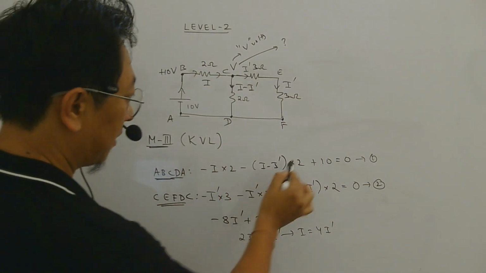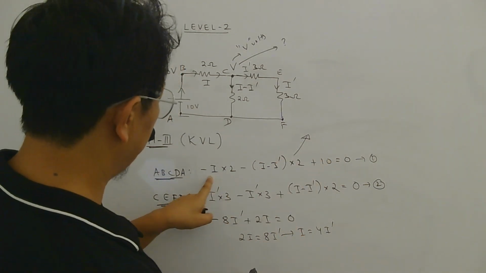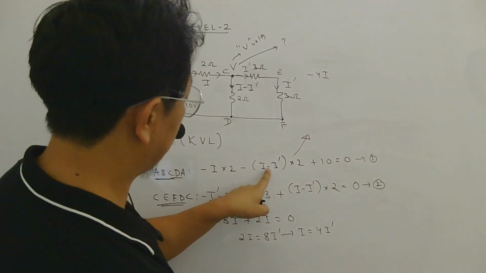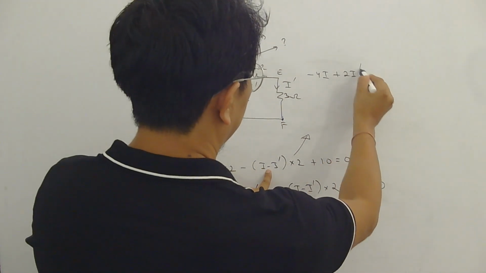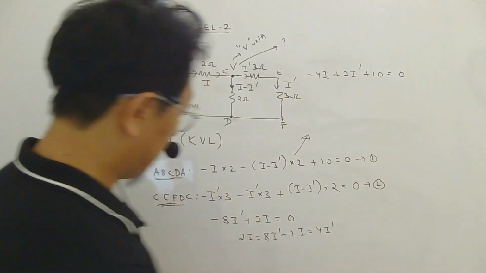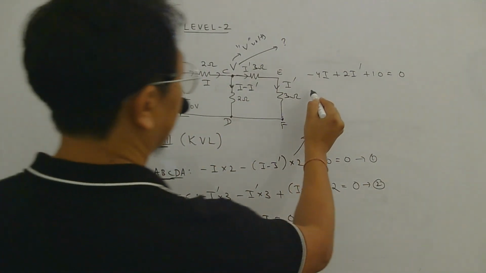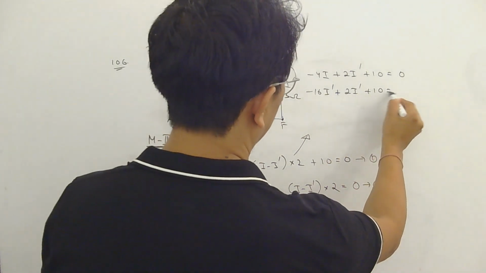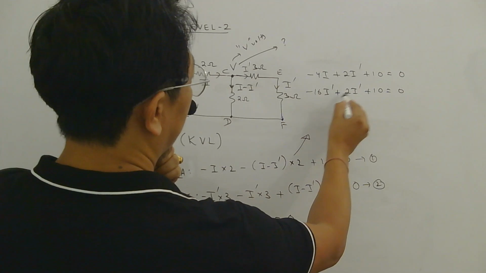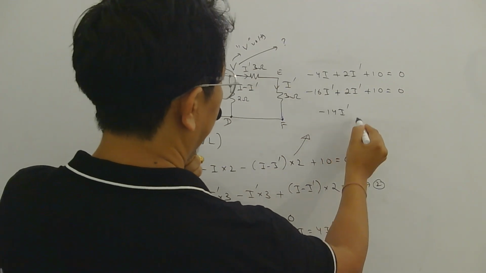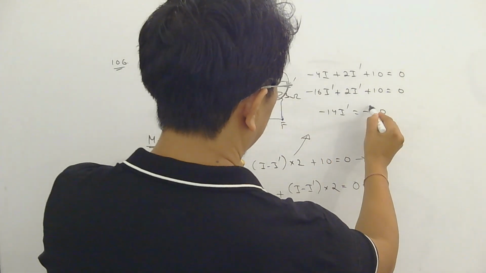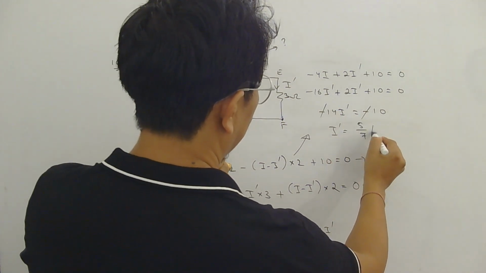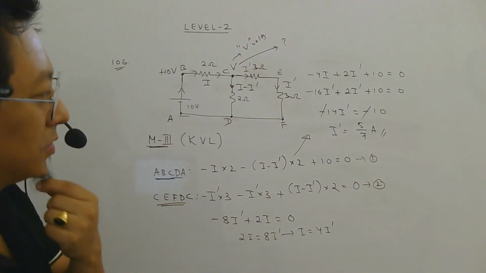Now let me first simplify equation 1. So minus 2i will be minus 4i. Then minus minus plus 2i dash. That is plus 10 equal to 0. Now what is I? 4i dash. So this will be minus 16i dash plus 2i dash plus 10 equal to 0. Minus 14i dash is equal to minus 10, minus minus cancel, so I dash will be 10 by 14, which is 5 by 7.